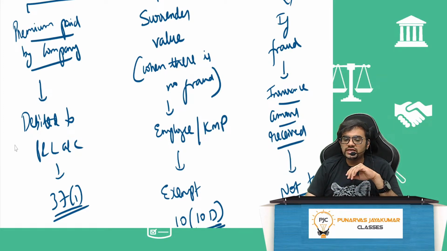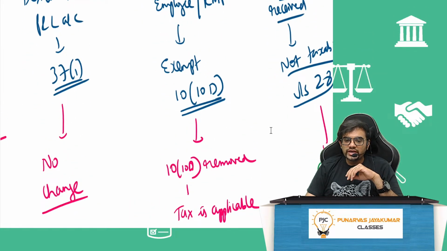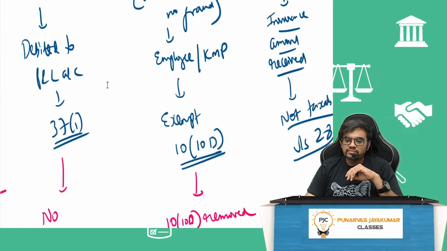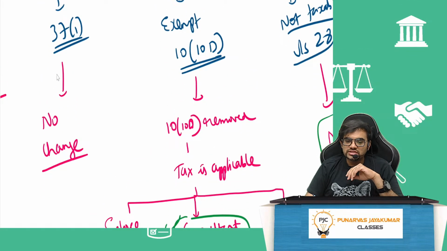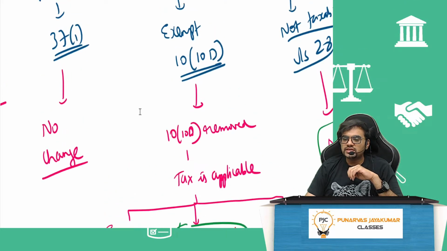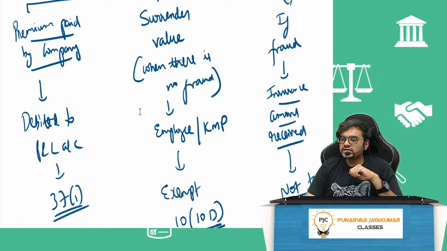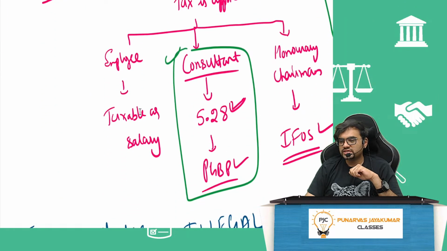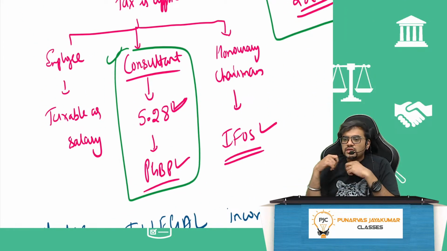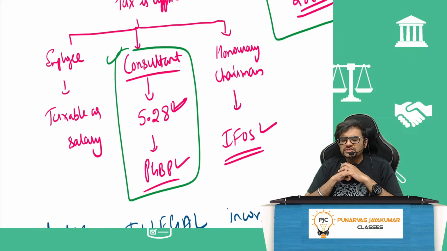So now the scenario is very simple. Today, when a company pays a premium, definitely there is no change. Section 37(1) will come into the picture. Absolutely no change. But in section 10(10D), this portion has been removed, and today tax is applicable. It means you will receive surrender value from an insurance company when there is no fraud, etc. Today you have got superb money, 1 crore, from the insurance company. Is it taxable? Yes. As an employee, it is taxable as salary.